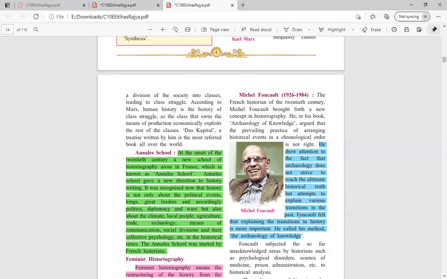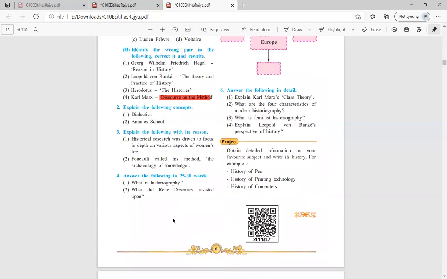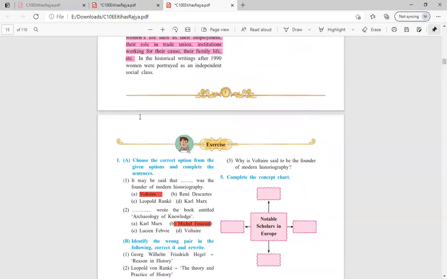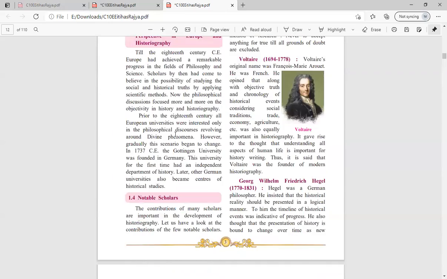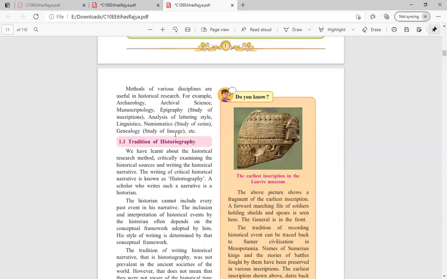Now coming towards the next one, which is 4.1. What is historiography? So iska answer we will see on page number this. यहाँ पे हम लोग ने देखा ना हिस्टोरियोग्राफी का डेफिनेशन दिया है.